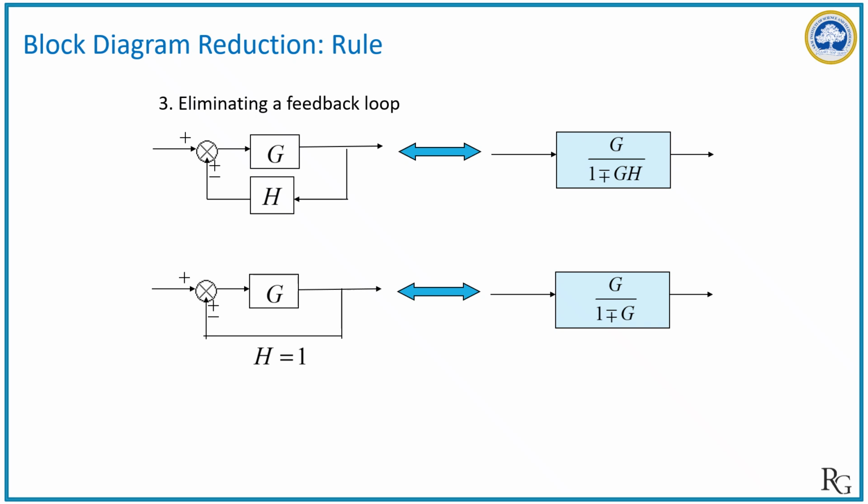Now, in most cases, if H is equal to 1, that means there is no feedback gain, so we simply put H equal to 1 and we get the final gain as G upon 1 minus plus G, based on positive or negative feedback.